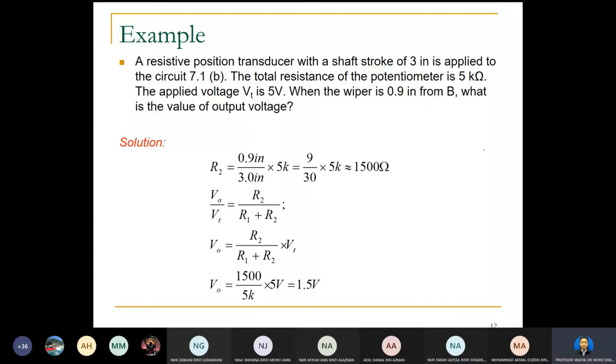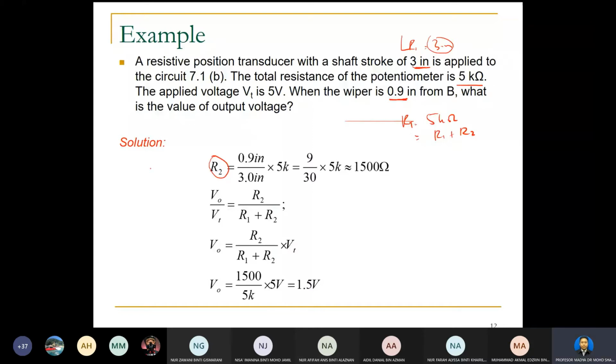Right, so as we know here, the total length for R is 3 inches. And our R total is 5 kilo, which means R1 plus R2 will be 5k. But when the wiper is 0.9 inch from B, out of the total length of 3 inches, we have to calculate what R2 is first. So the R total will be 5k.